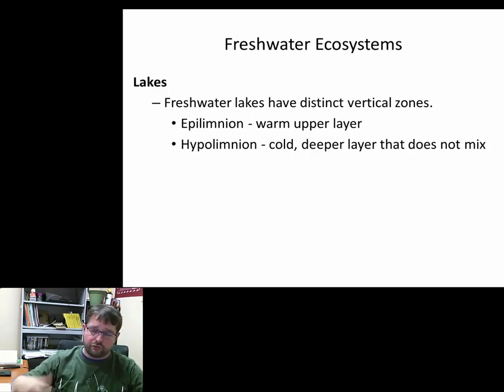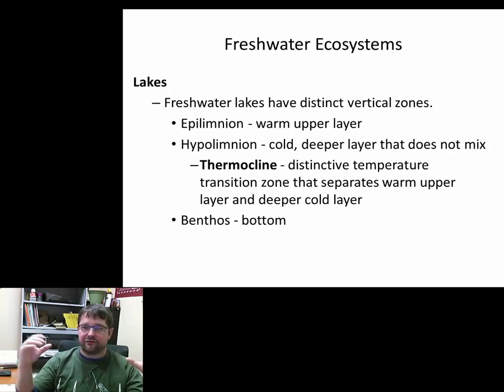Now, freshwater ecosystems have two vertical zones in lakes, the epilimnion and the hypolimnion. The epilimnion is the warm upper layer, and the hypolimnion is the cold deeper layer that doesn't typically mix except during fall turnover and spring turnover. Now there is a distinct temperature line, called the thermocline, that separates these two layers. Most of you have probably experienced this. If you've ever jumped off a cliff into a lake or dove really deep, you probably went from warm water and then all of a sudden got to cold water, and you can feel this transition zone. That's the thermocline.